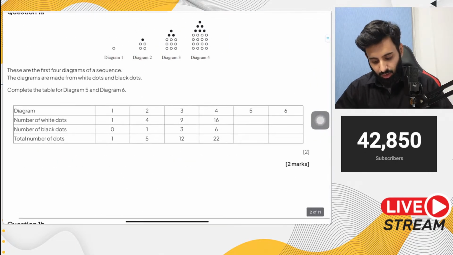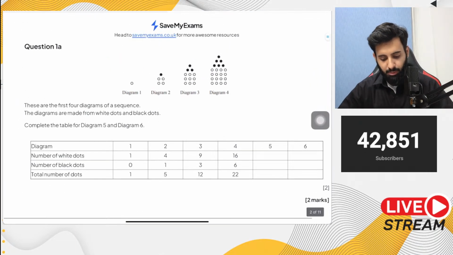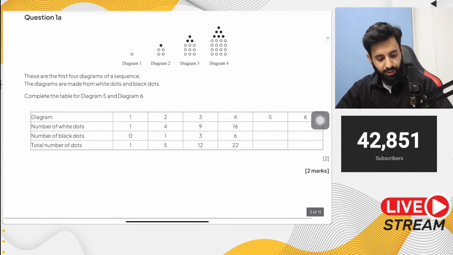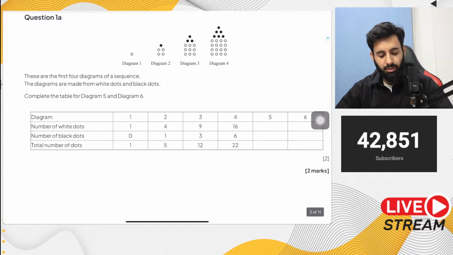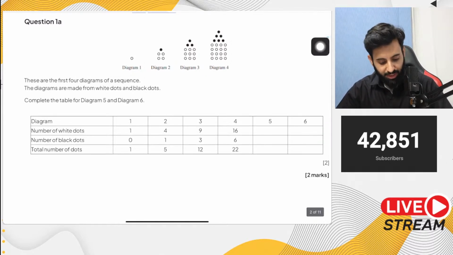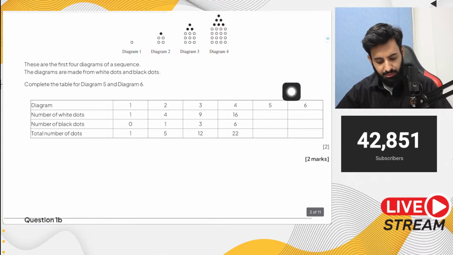Now, this is question number 1, part A. It says, these are the first 4 diagrams of a sequence. The diagrams are made from white dots and black dots. So keep looking at the diagrams simultaneously. Complete the table for diagram 5 and diagram 6. So we can do that, that's not a problem.